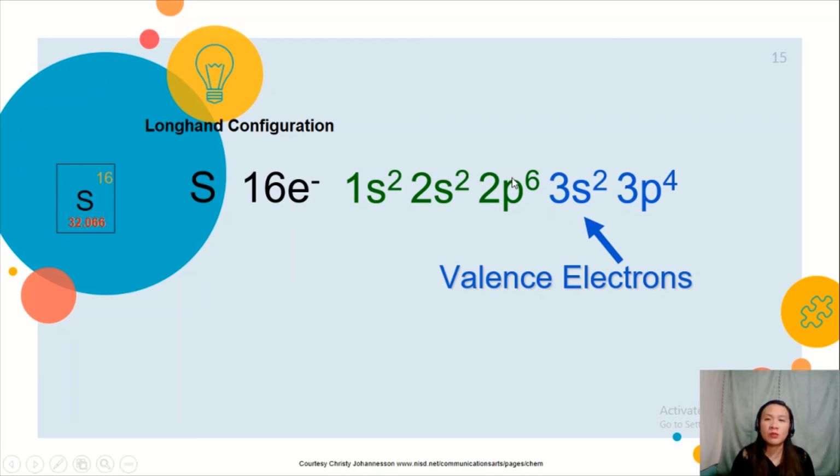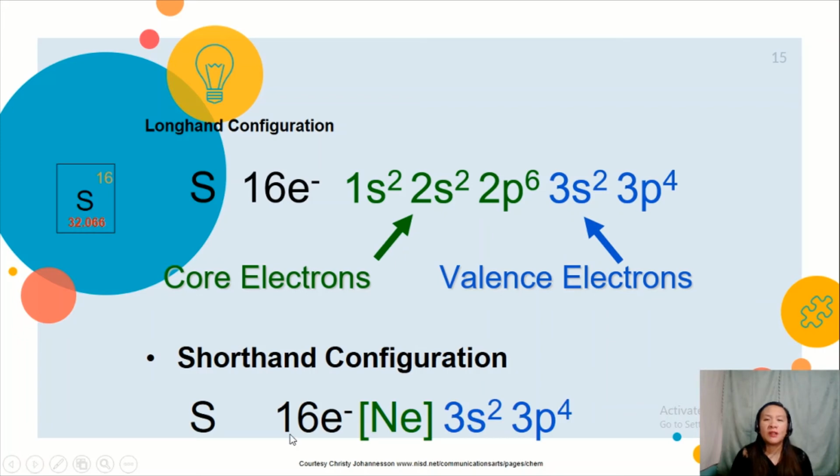Okay, now the ones that we have here are what we call the core electrons. The core electrons will be the electron configuration of the noble gas. So if we do the shorthand configuration for sulfur, that will be neon, that's 1s2, 2s2, 2p6, the electron configuration for neon. And then afterwards, we write its valence electrons, which are 3s2 and 3p4.